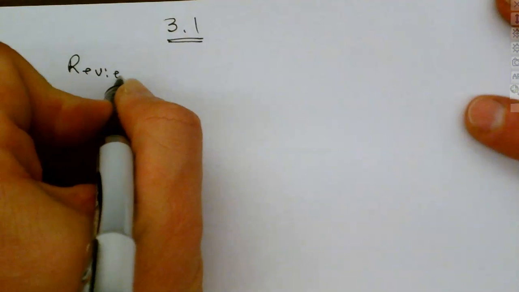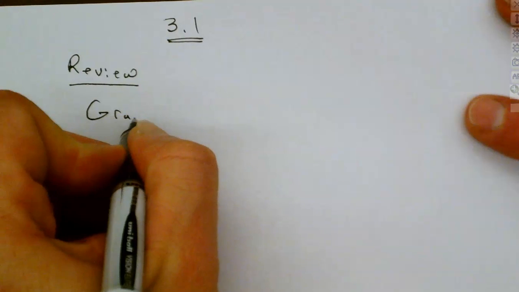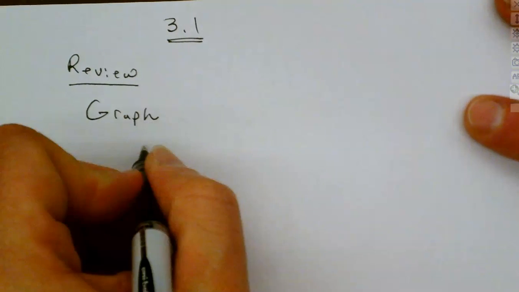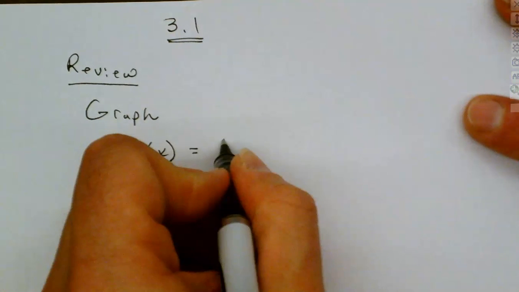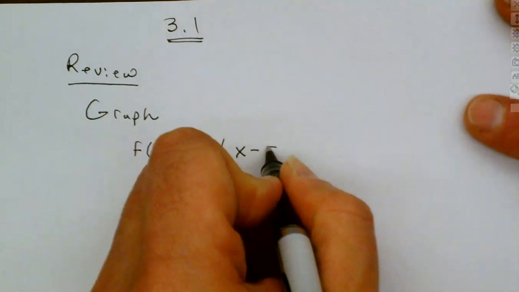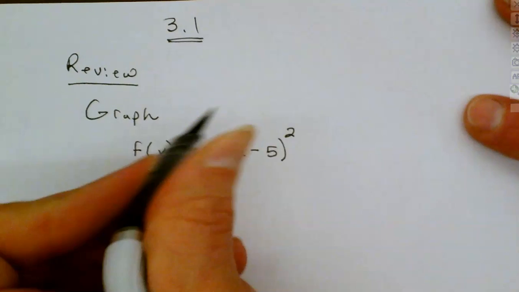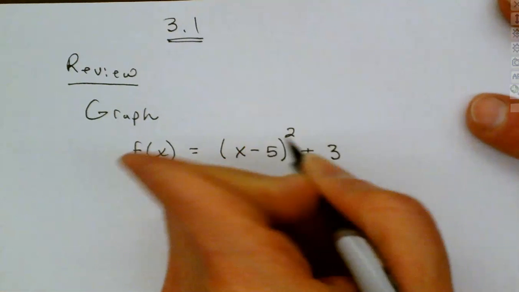We're going to be looking today at quadratic functions. Now, these quadratic functions, they're the squaring functions. So let's do a little bit of review on how to graph something like this. Let's say I give you f of x equals (x minus 5) quantity squared, plus 3.